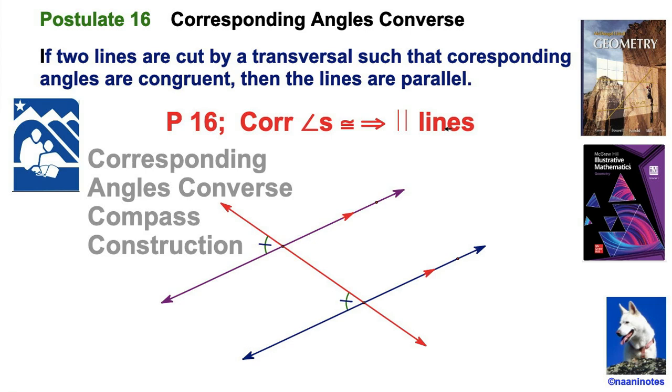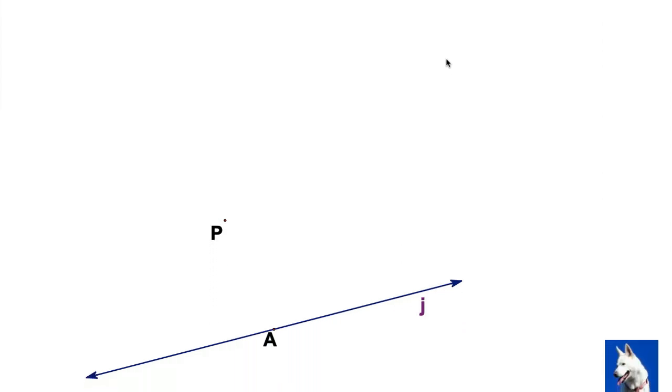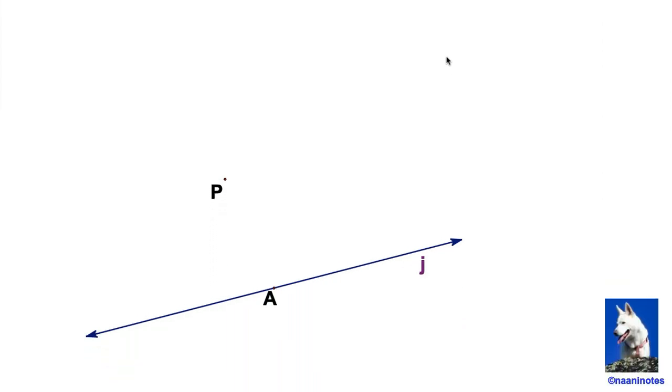Are you ready? I am. Okay, let's zip ahead down to here. Now I already gave you on your paper this line, random line J, and we're going to construct K parallel to J passing through P using corresponding angles with our compass.